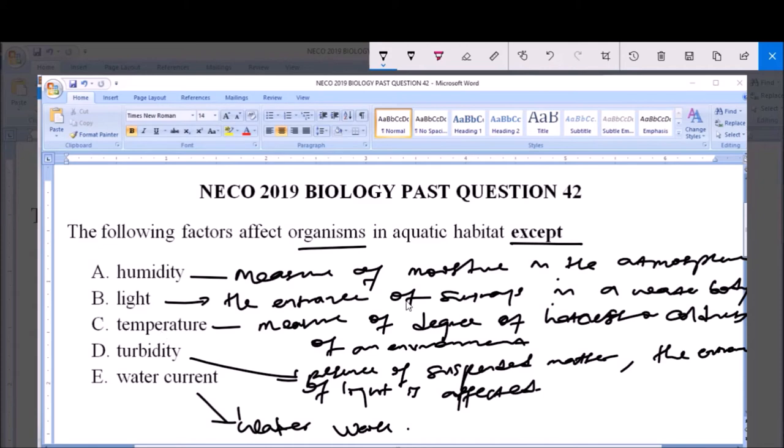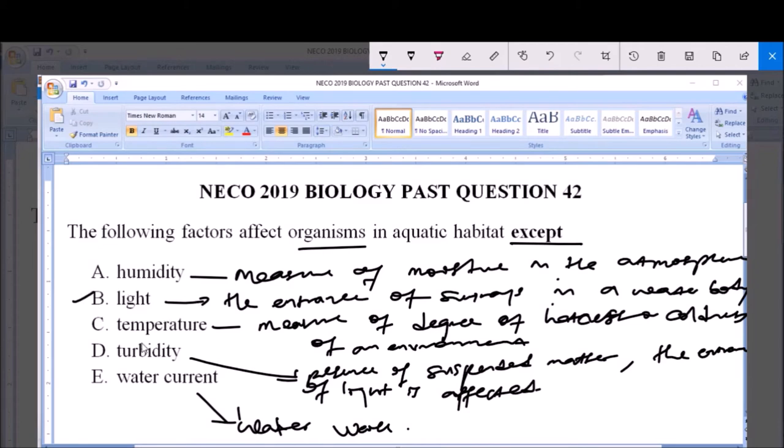Now, light affects organisms in aquatic habitat, because penetration of light into the aquatic habitat will enable the plants, the food of these aquatic organisms, to grow. Take for instance the phytoplanktons are micro plants, and aquatic organisms like fish feed on these phytoplanktons, and these phytoplanktons require light for production of food. So therefore light affects aquatic organisms.